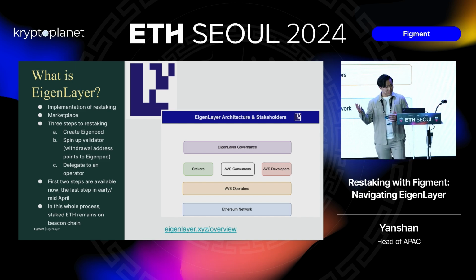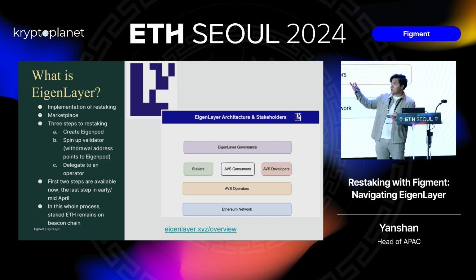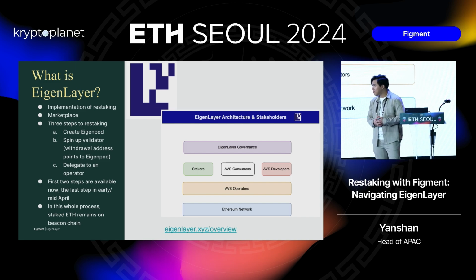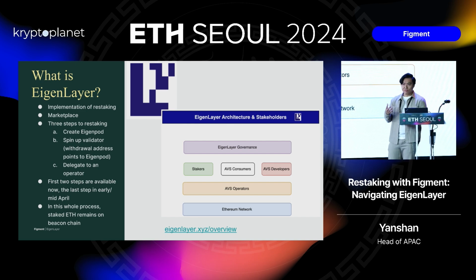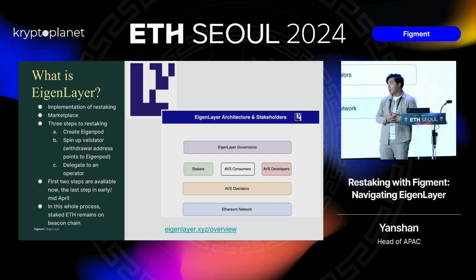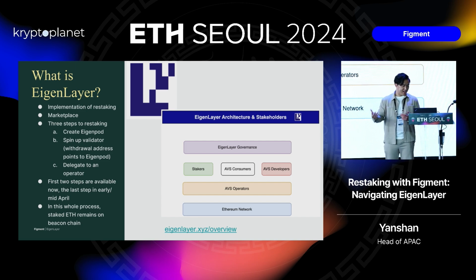And in terms of restaking, what are the steps to do that, right? Essentially, there are just three steps. Number one, you create an EigenPod, which is essentially just a smart contract with an address. And thereafter, you spin up a validator, just like how you would normally restake ETH. With the only difference being that you'll be pointing your withdrawal address to the EigenPod, right? Because EigenLayer will need a mechanism to enforce some of their conditions and slashing logic. And thereafter, with that set up, you are able to delegate to an operator who will run the AVS, right? So the first two steps are already available right now, but the last step will be available closer to next month. Actually, that's pretty soon. That's in a few days' time, right?